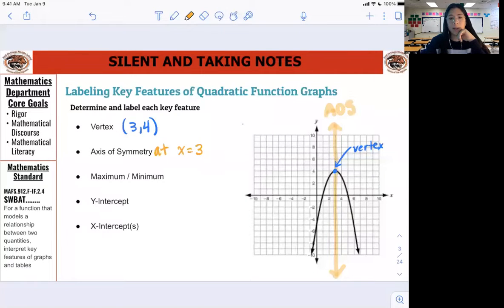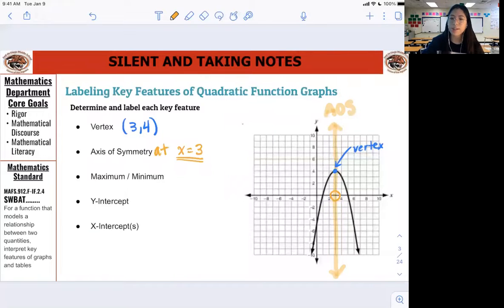When it does that, it passes through the 3 on the x-axis, right? You see how it's passing? You don't see the number 3, but I know it's there. It's passing through the number 3. So for that reason, we say it's at x equals 3.